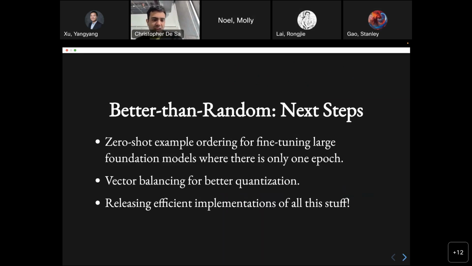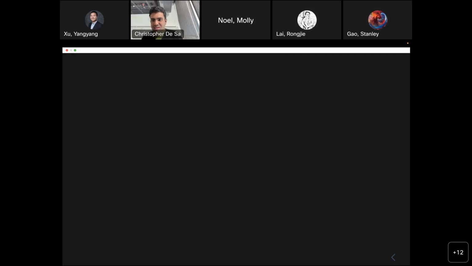And so there are a bunch of next steps that we're working on. We're trying to use this for quantization. We're trying to use it for fine-tuning large foundation models, where we might want to run a small number of epochs, potentially only one epoch. And we're in the process of releasing efficient implementations of all this. Our implementation of GraB is already on GitHub, so you can download it and use it and accelerate your own large-scale optimization. So thank you.